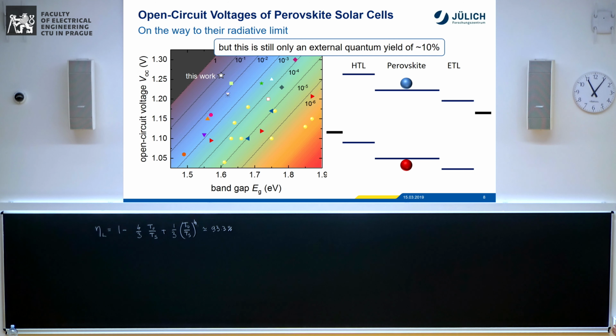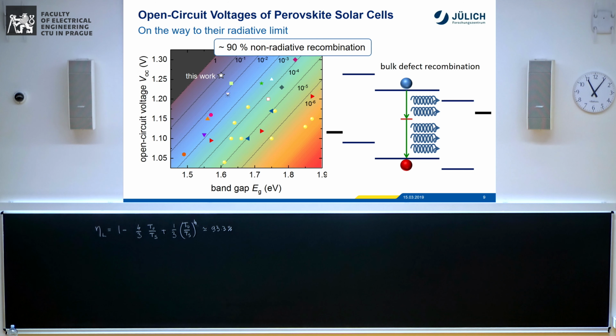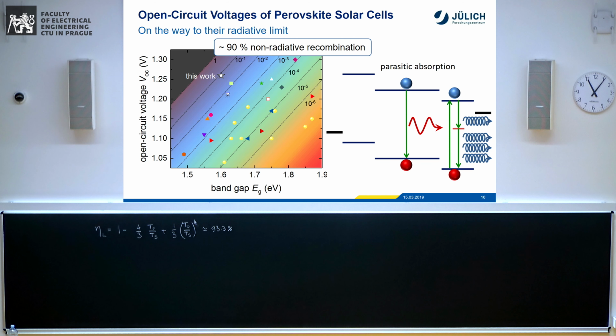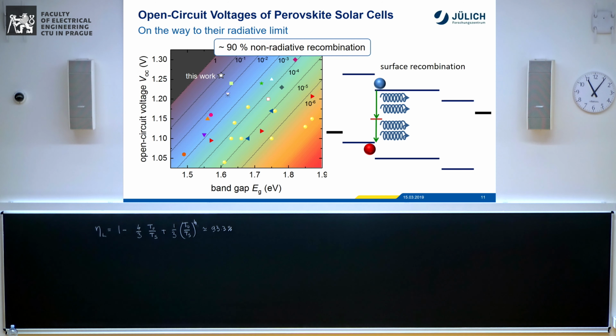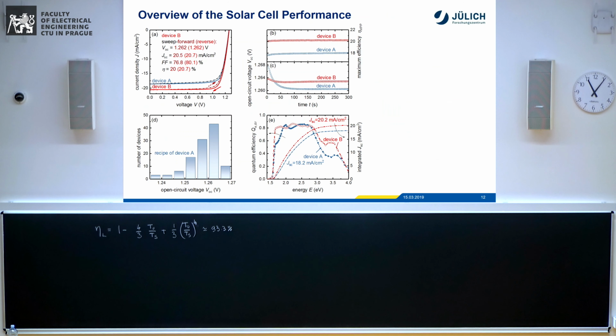Yeah? So we still have lots of loss processes, so we probably have some bulk recombination via defects. We have some parasitic absorption of photons that are created by radiative recombination inside our device and then are absorbed, for instance, in the contact layers. We probably have some surface recombination, but not much. And the devices at the end then look like this.